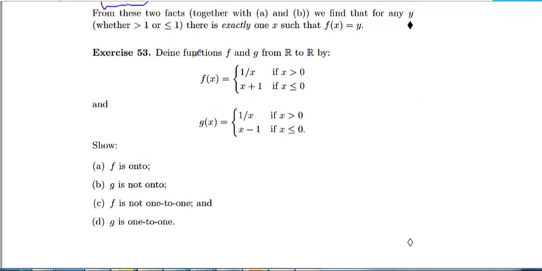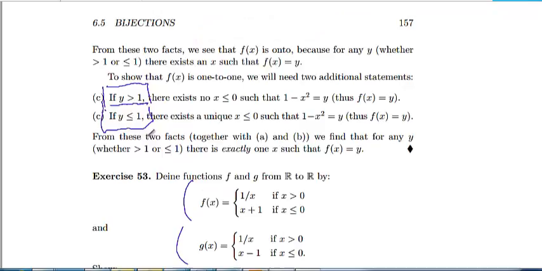So here you're supposed to do the same thing. I suggest you do the graph first, and then try to do similar statements for these two functions.